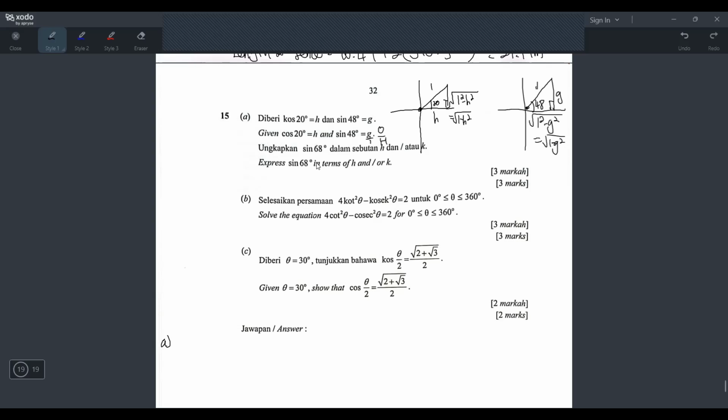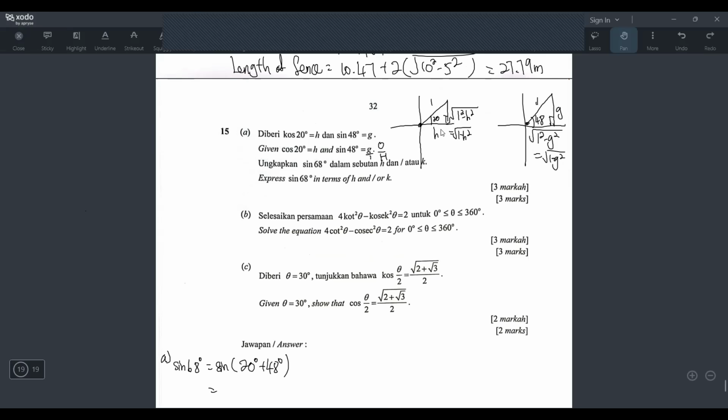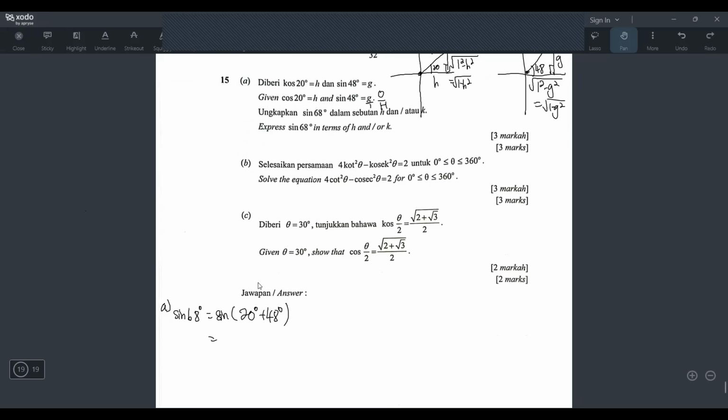After you draw this, now only you do the sine 68. How to do sine 68? Which diagram will you look at? Both diagrams you cannot use directly, because this is for 20 degree, this is for 48 degree. So I think what you should do is break down the 68, because we all know 68 is actually 20 plus 48. So you can write it like this: sine of 20 degree plus 48. Tapi kenapa saya buat macam tu? Sebab saya hanya ada diagram yang 20 degree dengan 48. That's why I have to force myself to do like this.